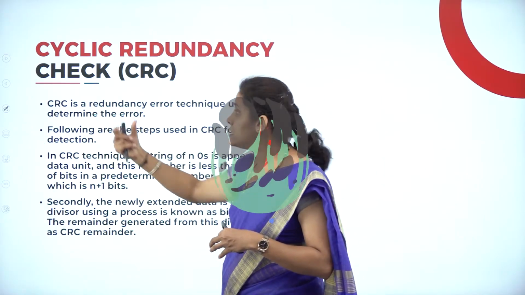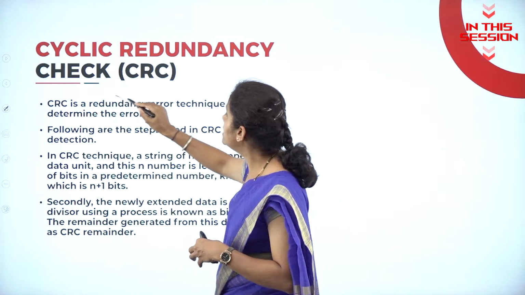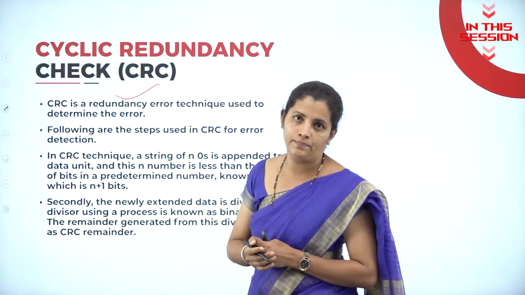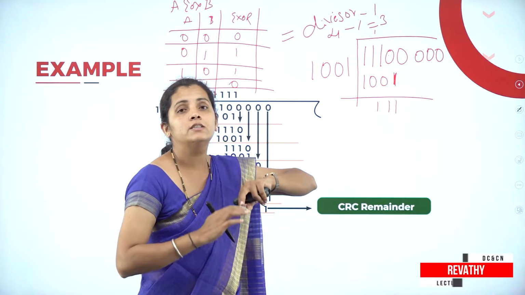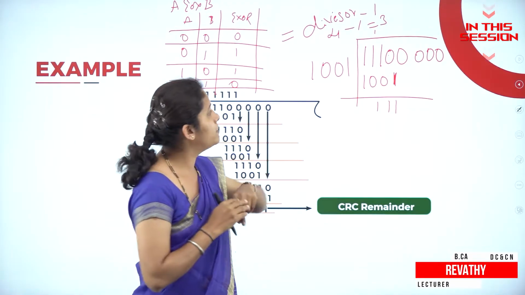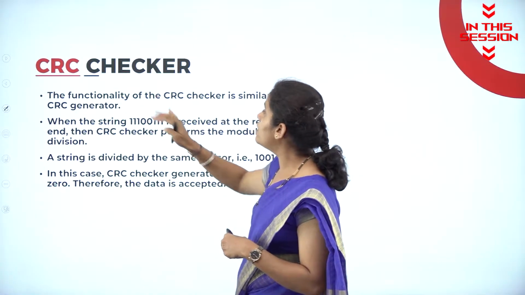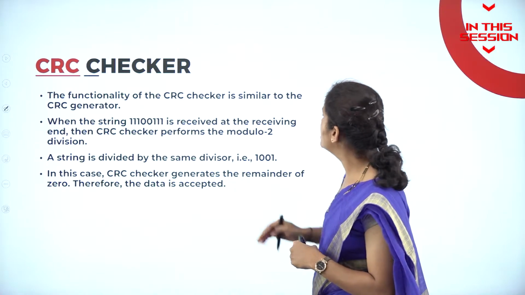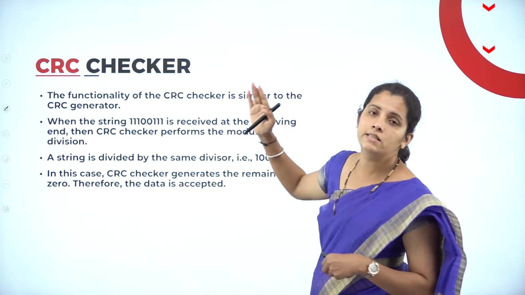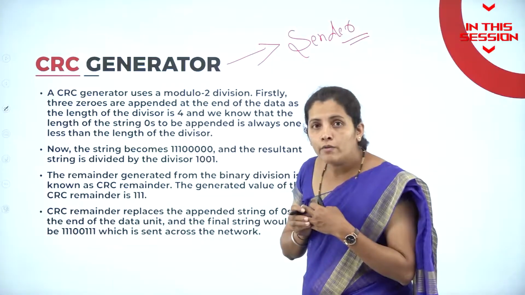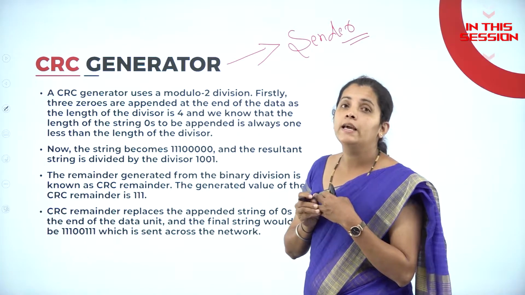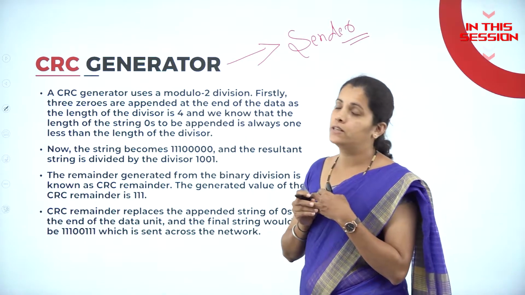A CRC is a redundancy error technique. In the last bit, there is no variation in my data bit, so I'll write it 0. The functionality of the CRC checker is similar to the CRC generator. I want to calculate the appending 0 bits.